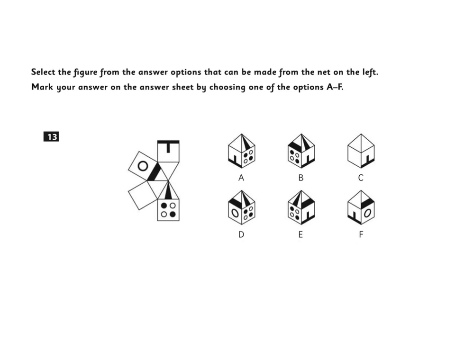Select the figure from the answer options that can be made from the net on the left. Mark your answer on the answer sheet by choosing one of the options A to F. 13. In this question, we're going to imagine folding this net to create a 3D figure. The correct 3D figure will be represented by only one of the 6 answer options.